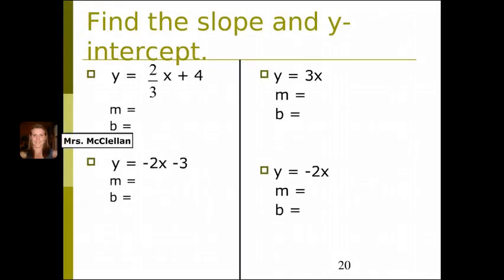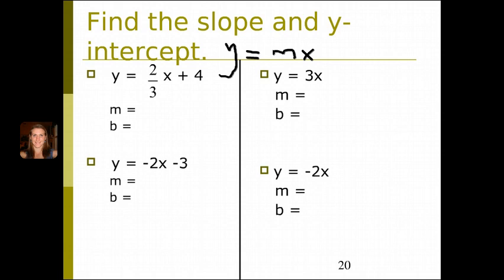All right, now we're asked to find the slope and the y-intercept when you're given an equation. The easiest place to do this from is when the equation is in slope-intercept form, or y equals mx plus b. You'll notice that all four of the equations on this slide are solved for y, so this is going to be relatively easy.